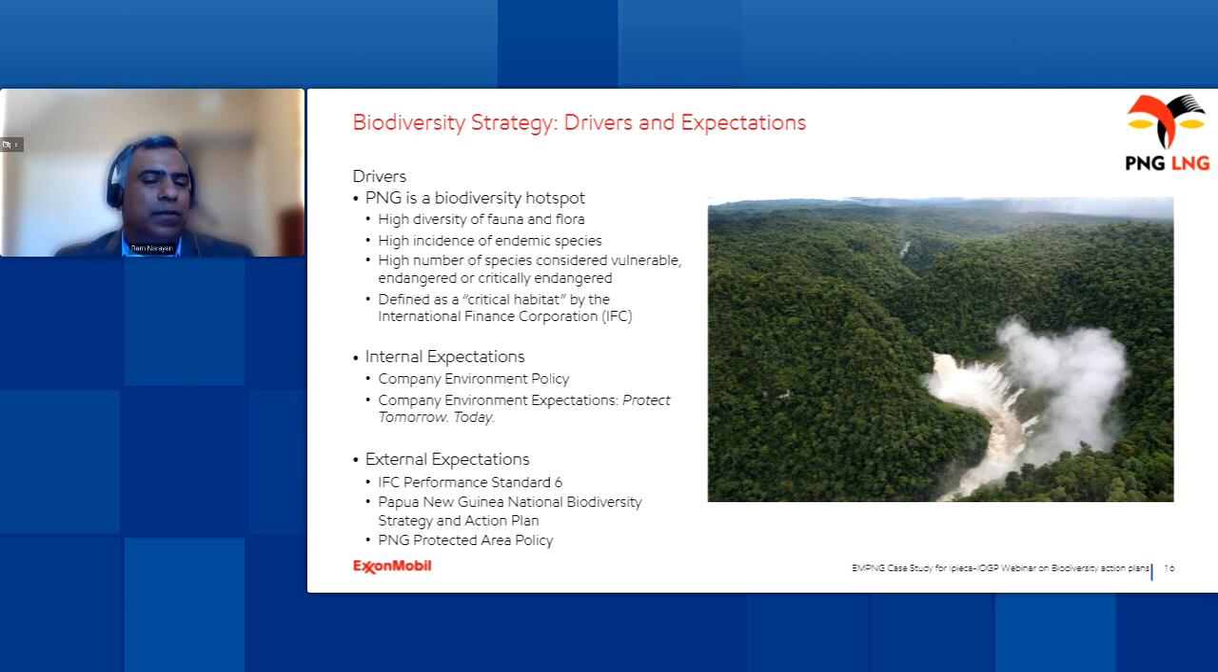Moving on to the drivers for the biodiversity strategy and what the expectations were. The country of Papua New Guinea, due to its location in the tropics and its various topography, is considered to be one of the global biodiversity hotspots. It has one of the highest diversities of flora and fauna, with a high incidence of endemic species, with a high number of them considered as vulnerable, endangered, or critically endangered. Many areas where the project traverses are considered critical habitats as per criteria defined in the International Finance Corporation's Environmental and Social Performance Standard number 6.